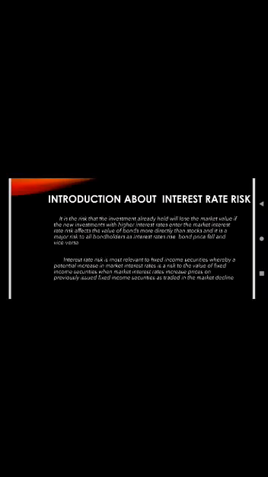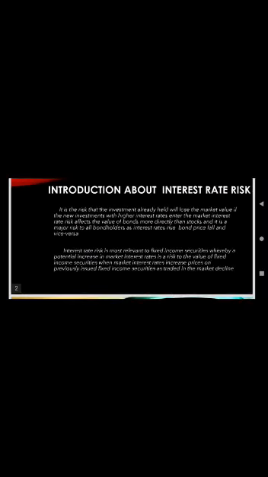My topic is about introduction about interest rate risk. It is the risk that the investment already held will lose market value if new investments with a higher interest rate enter the market. Interest rate risk affects the value of bonds more directly than stocks, and it is a major risk to all bond holders as the interest rate rises.